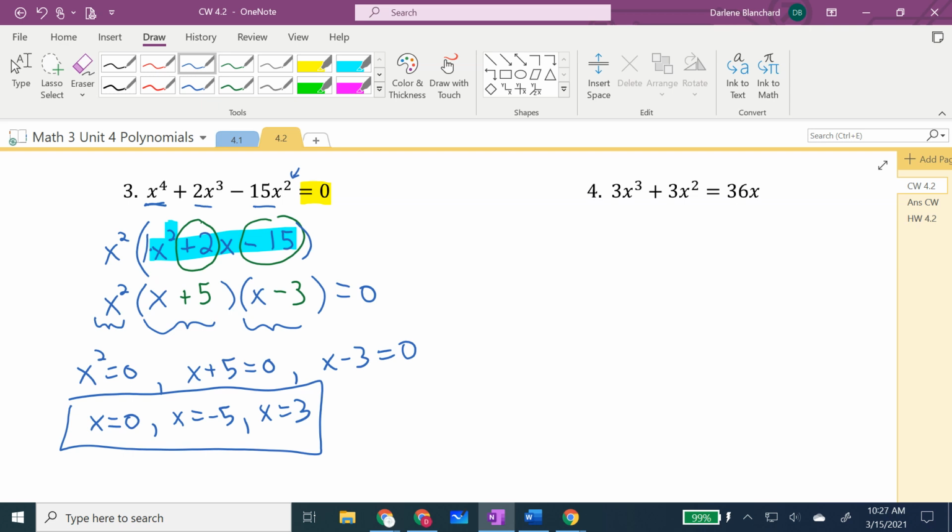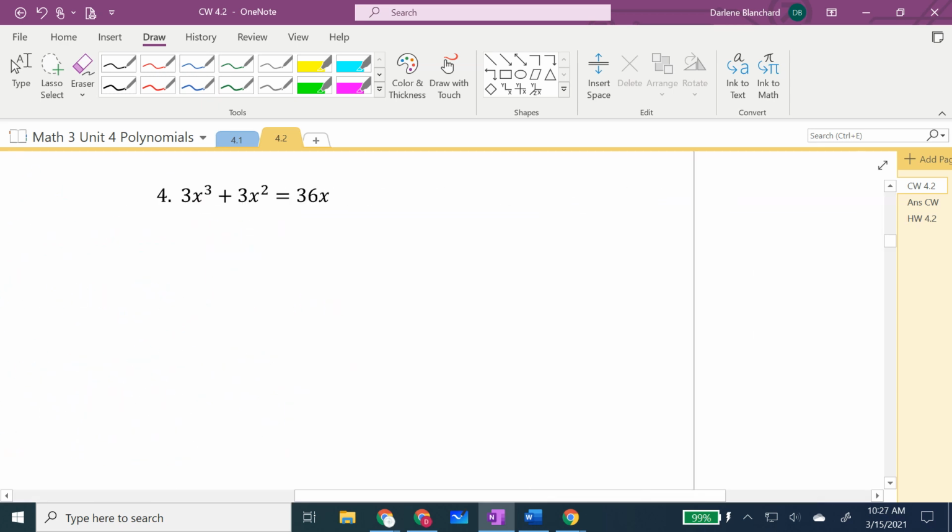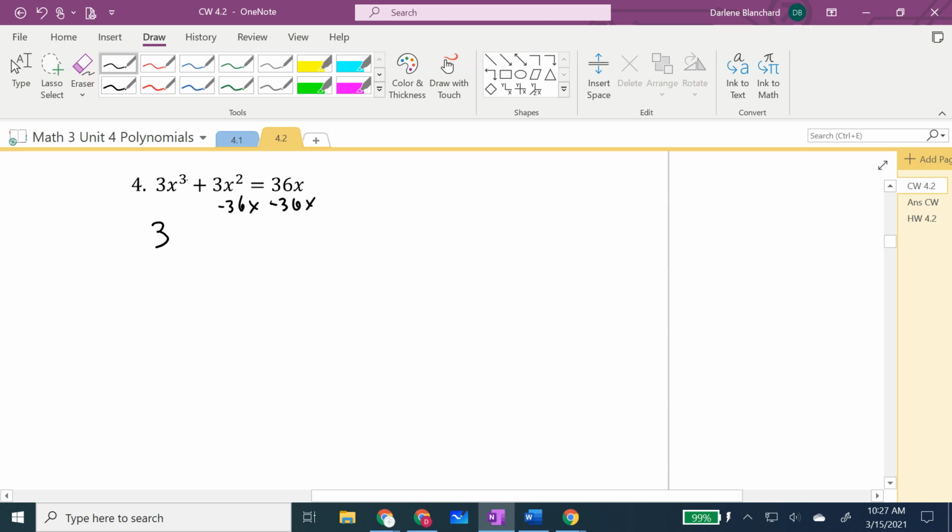Okay, are you ready for number 4? First, make sure one side is equal to 0. And as I need to subtract 36x to both sides, notice that you have an x to the third power, an x squared, and this is just an x to the understood 1 power. You cannot combine those terms at all, so you just have 3 separate terms. 3x cubed plus 3x squared minus 36x is equal to 0.